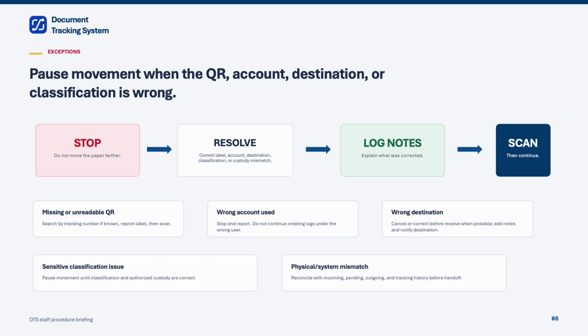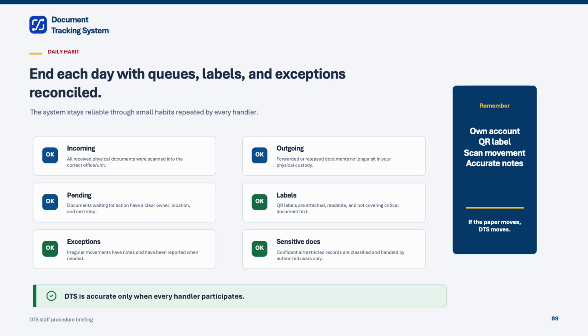To close, DTS stays accurate through daily habits. Before ending the day, check incoming items, outgoing items, pending records, labels, exceptions, and sensitive documents. Make sure the papers physically in your area match what DTS says you have. Make sure outgoing documents have been forwarded or released in the system. Make sure QR labels are attached and readable. Make sure unusual cases have notes.